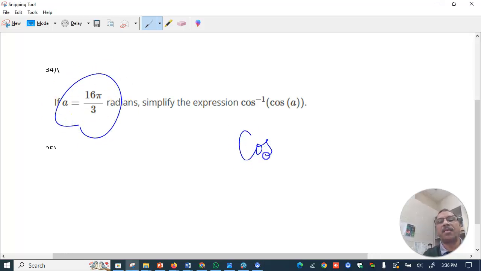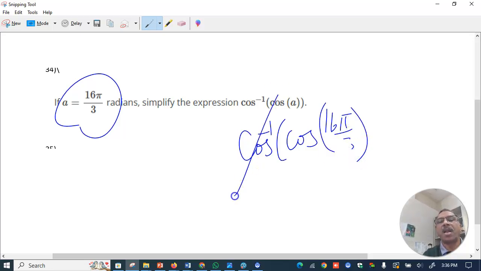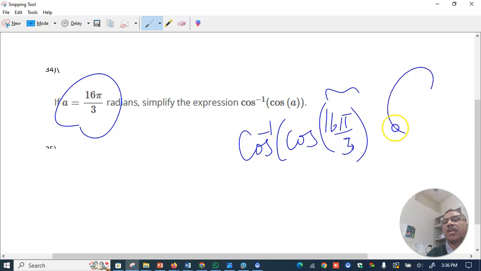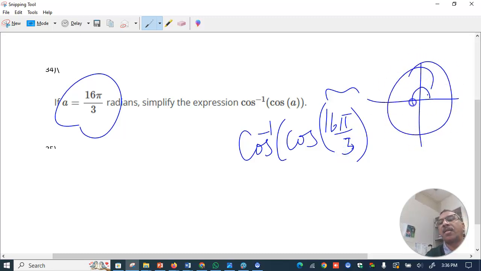Now, cosine inverse of 16 pi by 3. So do not get tempted to just cross this. You can't cross this. That's not possible. So if you can't cross, then how do we do this? First, work out the insides. So on the unit circle around there are 6 pi by 3s. So 6 and 6 is 12. And if you do 12, there will be still one more, which will be cosine of 2, 12, 13, 14, 15, 4 pi by. So you get 4 pi by 3.